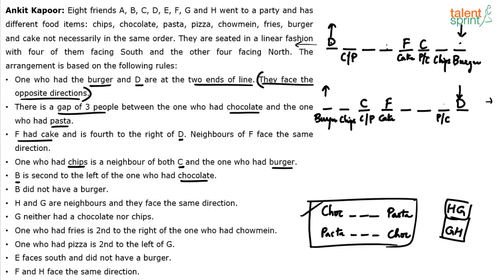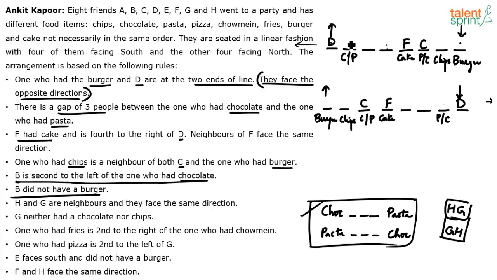Okay, hold. We know that B did not have burger. I think this clue helps us in something. I think the only position where B can come is this one. Similarly, in the second case, B cannot come here. B has to come here. Yeah, I think B's position can be fixed in both the arrangements. Try and understand. What do we know? We know that B did not have burger. This is an important clue. And the other thing that we know is B is second to the left of the one who had chocolate.